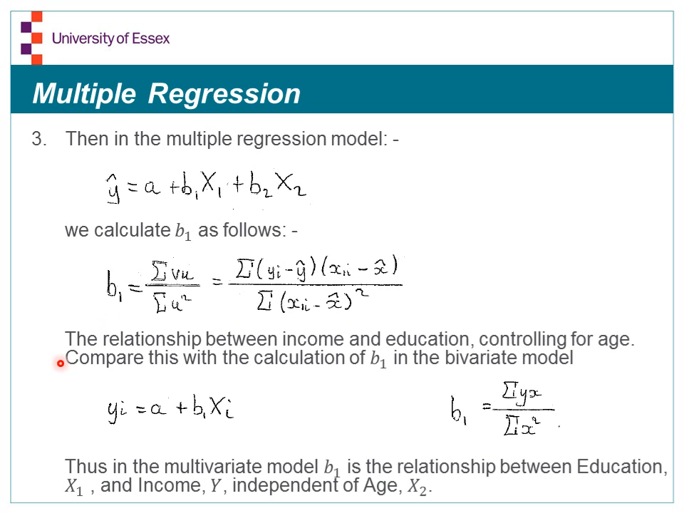And just as a point of comparison, if we compare what the calculations for b1 were like in a bivariate model, you can see that we're doing something very similar here. This formula here has a very similar form to this formula here. So again, that's kind of reassuring that we're not completely reinventing the wheel here. What we're doing is just an extension of what we were doing before.